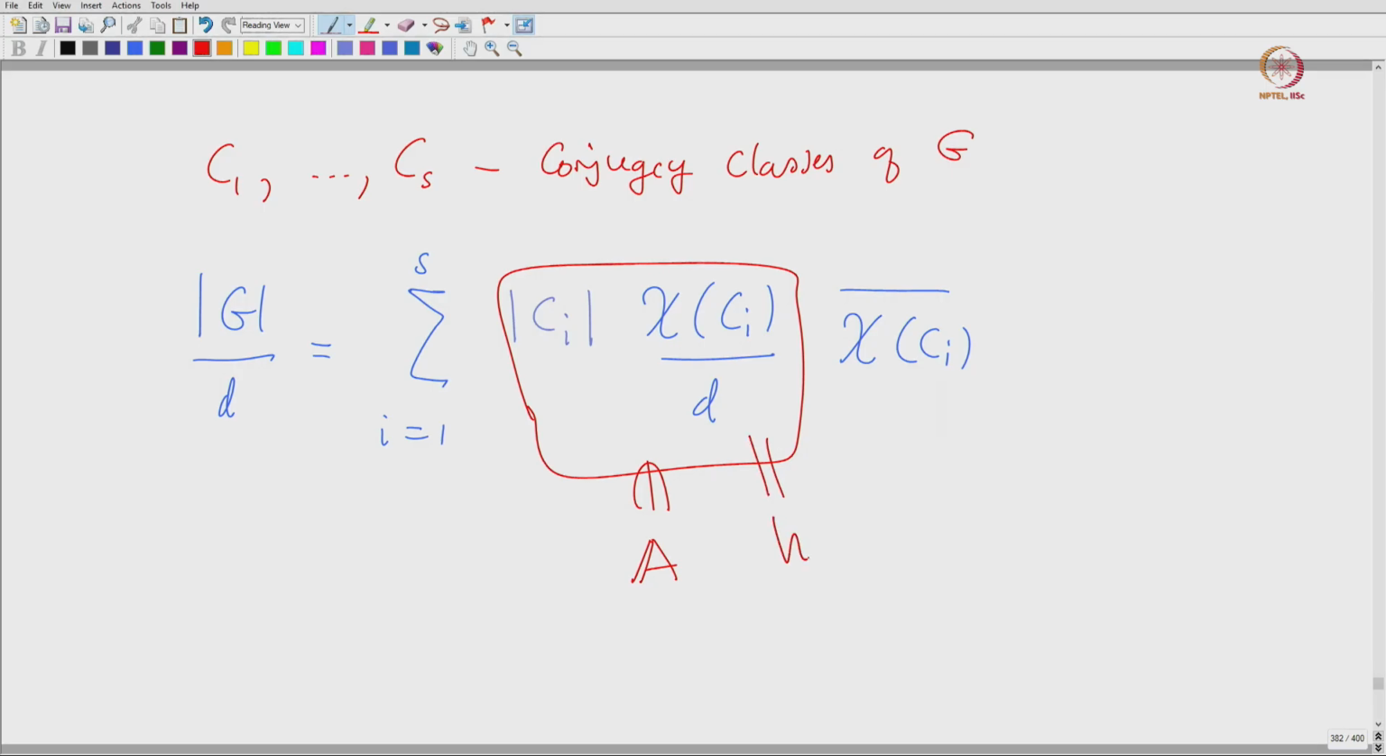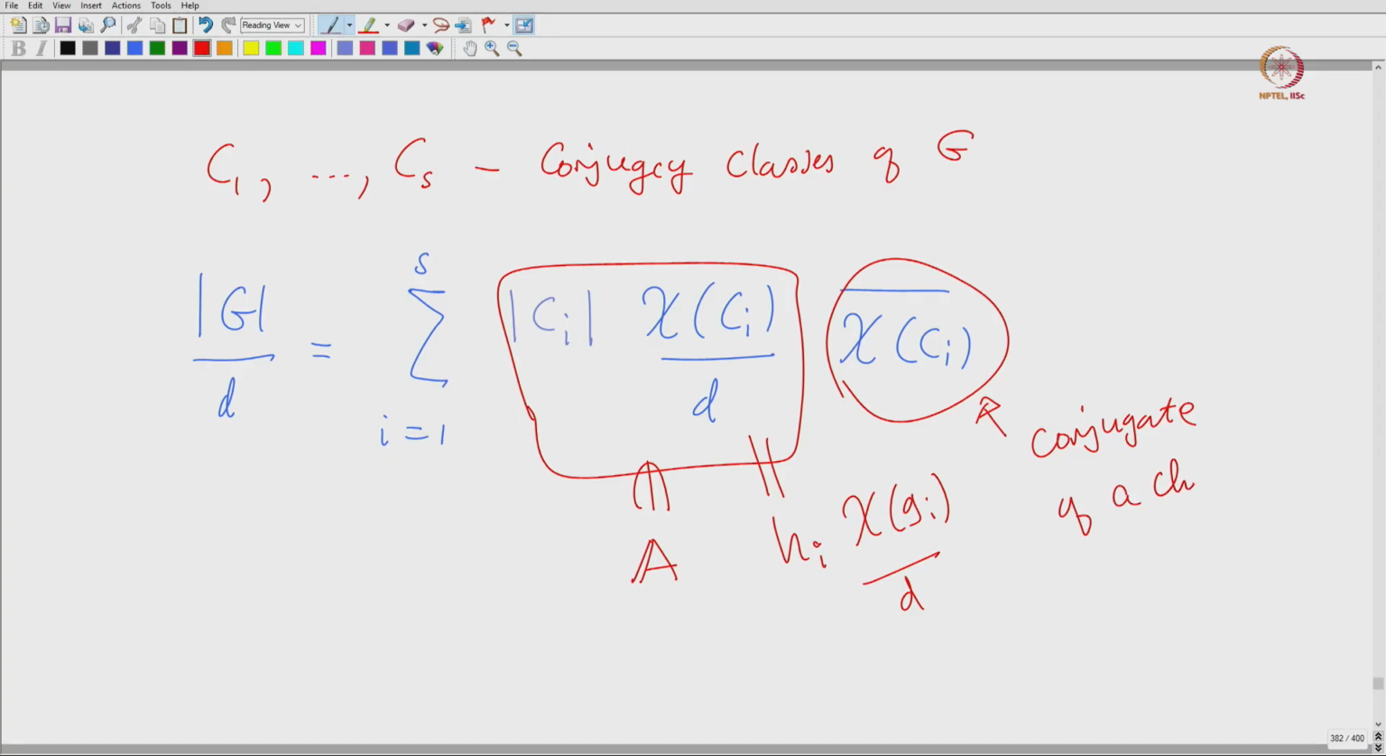So, this is basically h_i, where h_i is the cardinality of C_i, times chi of g_i, divided by d. So, this is an algebraic integer, but now look at this value. This is nothing but a character value and the conjugate of a character value. We already observed that character values chi of g are all algebraic integers, and the conjugate of an algebraic integer is an algebraic integer. So, this is also an algebraic integer.